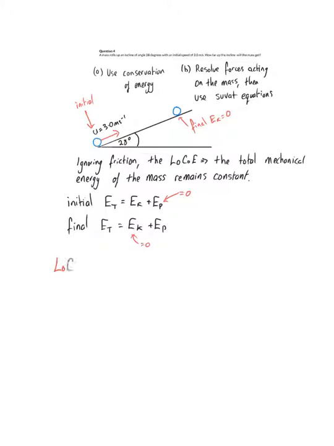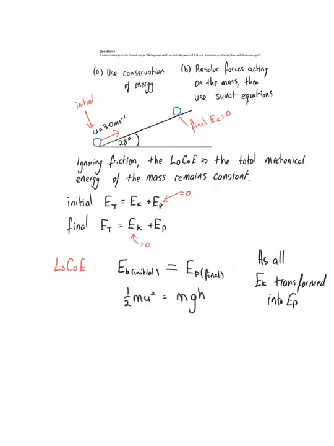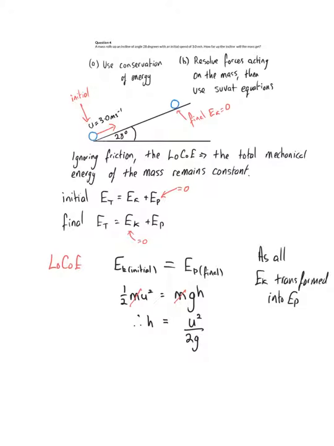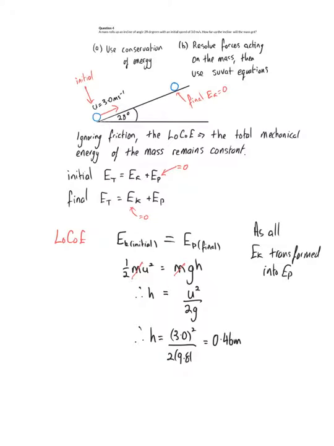So the law of conservation of energy lets us say that the initial kinetic energy of the ball is equal to the final gravitational potential of the ball. This is because all of the initial kinetic energy is transformed into potential energy. Writing down the formulas for kinetic energy and gravitational potential energy, we see that the mass of the ball here can be cancelled out. Making h the subject, we get u squared on 2g. This tells us that the height that the ball reaches above the ground h is 0.46 meters.